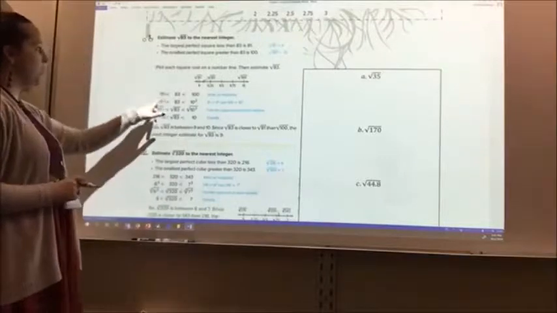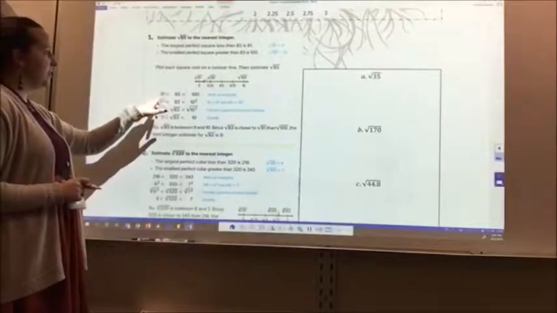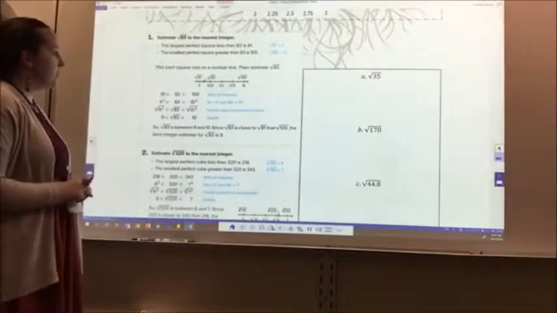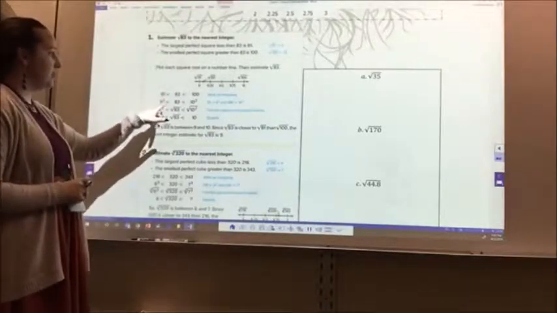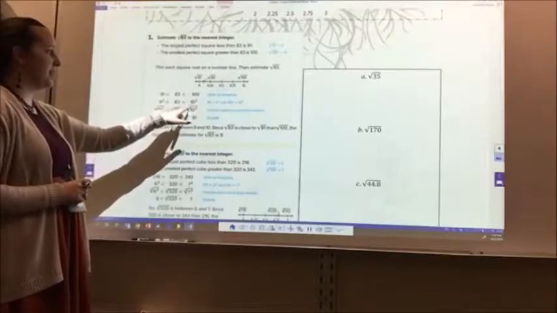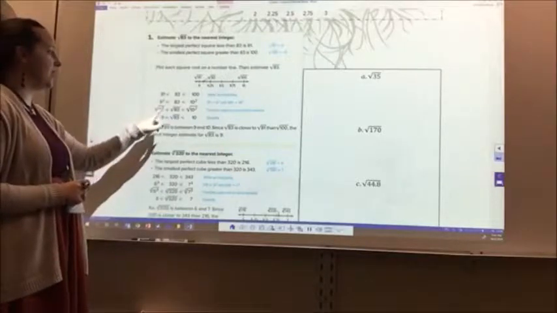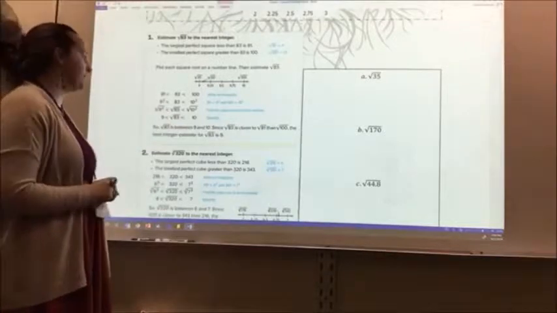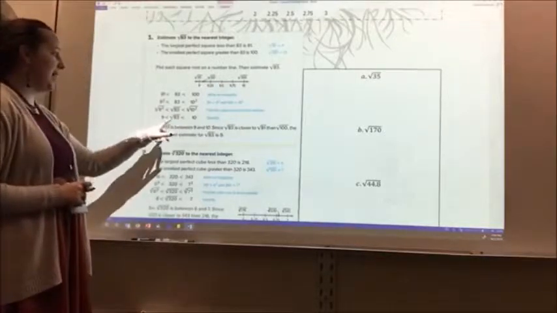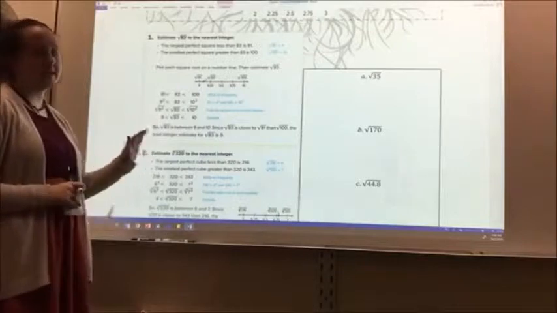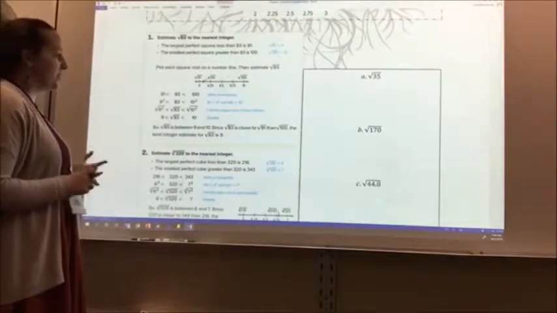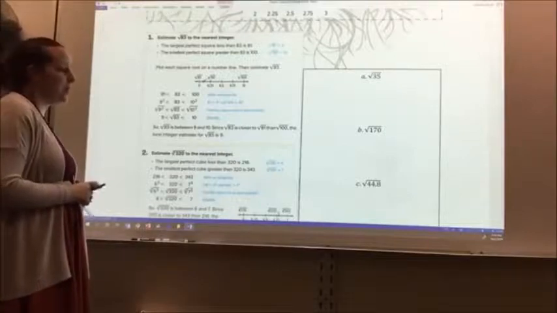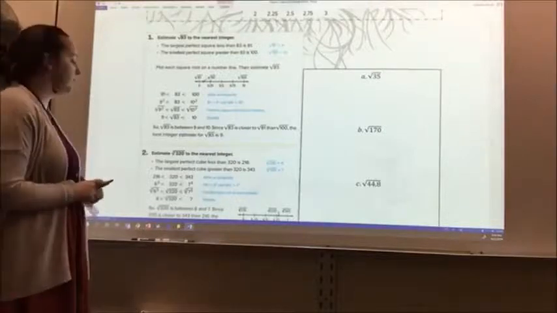So since 81 is less than 83, which is less than 100, okay, 9 squared is less than 83, which is less than 10 squared, so the square root of 9 squared is less than the square root of 83, which is less than the square root of 10 squared. So that means the square root of 83 is between 9 and 10. I know it's closer to 81, so I'm going to use the estimate of 9.